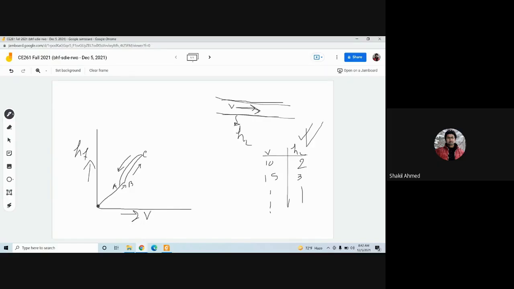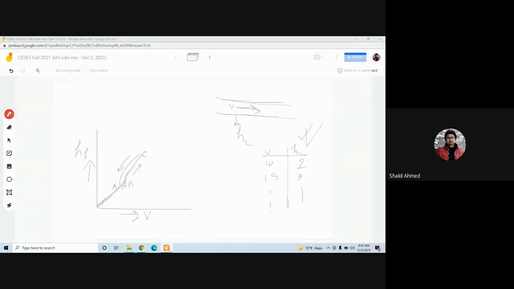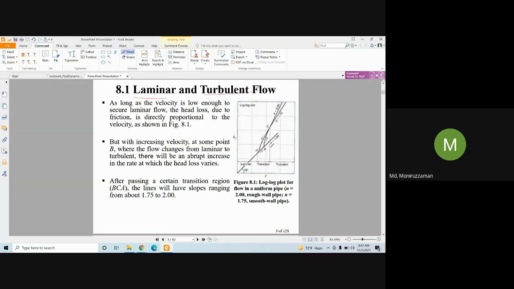If you increase the velocity, head loss will increase like this, and then after a certain point here, it will no more be a linear one. It will be curved. Are you following me, guys? Yes, sir.